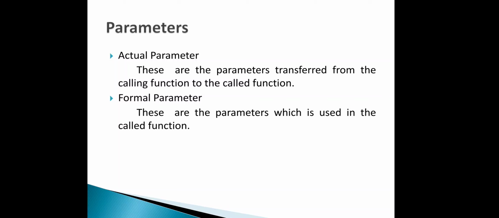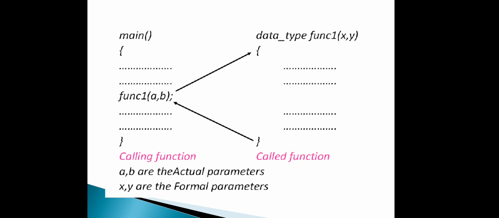Next we will see about parameters. First, what is a parameter? The inputs that a function takes are known as arguments or parameters. These parameters consist of two types: actual parameters and formal parameters. See the example for actual parameters and formal parameters.